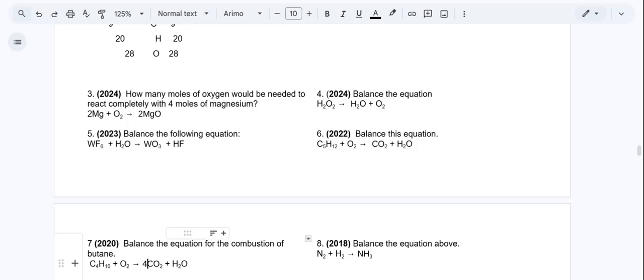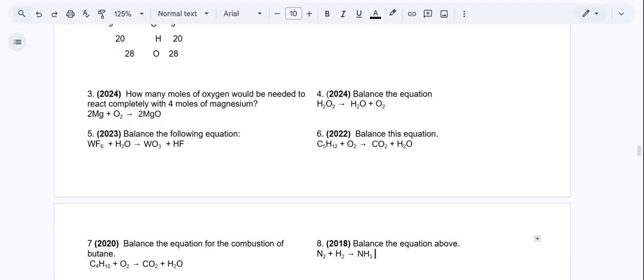10 hydrogens on the left. We've only got 2 on the right. So if we chuck a 5 in front as a balancing number, the carbons are sorted, the hydrogens are sorted. I've given us 8 oxygens plus these 5, so it's 13 oxygens. If you put 6.5 in here, times 2 will give us 13. Okay? So it's easy as that.